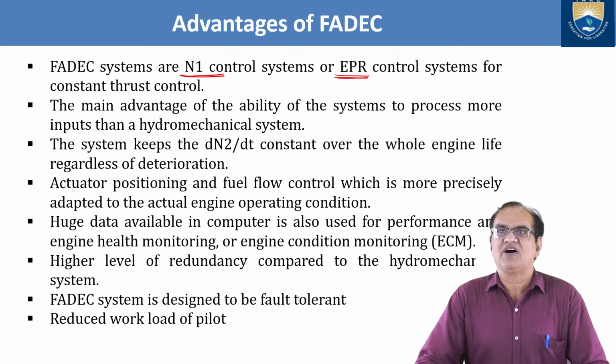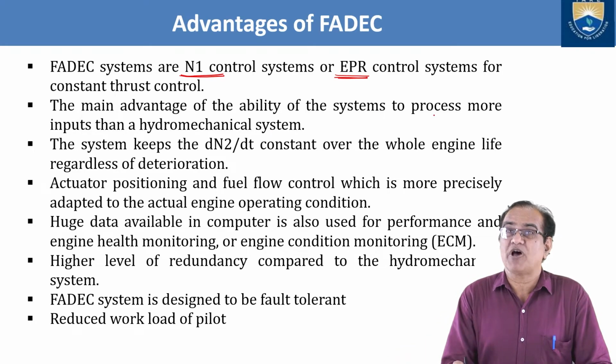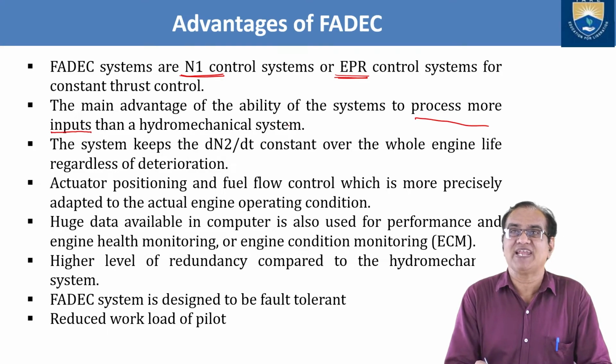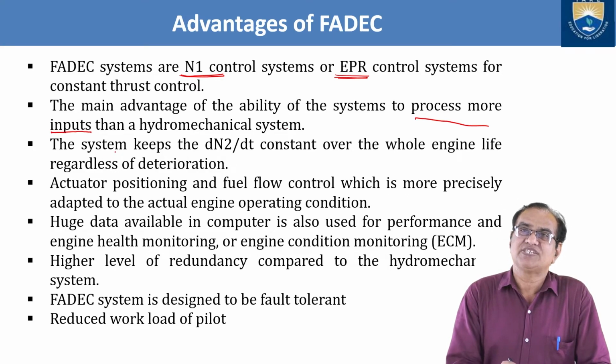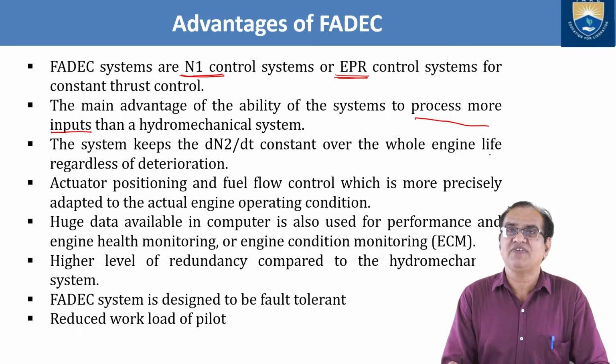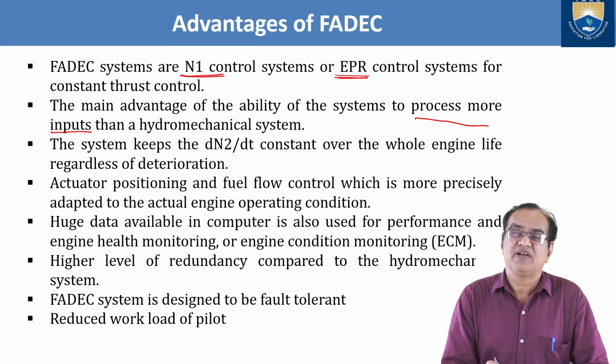The main advantage is the ability of the system to process more inputs than a hydromechanical system. So what is the advantage? Ability of the system to process more inputs. In this, more inputs can be processed compared to the olden type of hydromechanical system. The system keeps dN2 by dt constant over the whole engine life, regardless of deterioration. So it will always maintain the rate of N2, the change in rate of this RPM will remain constant.